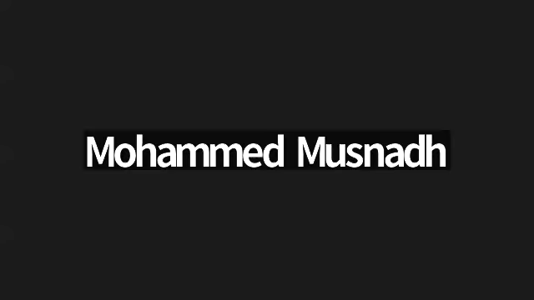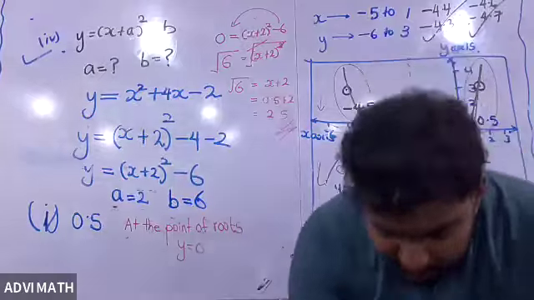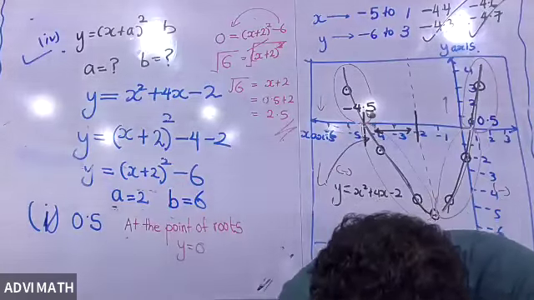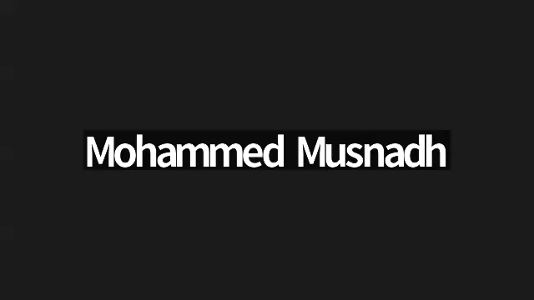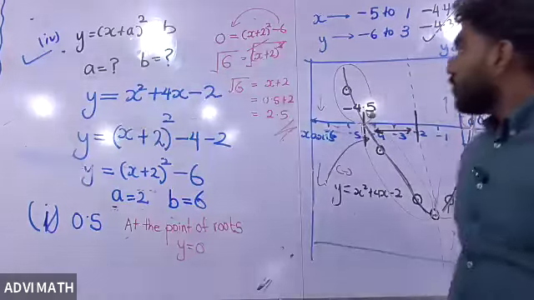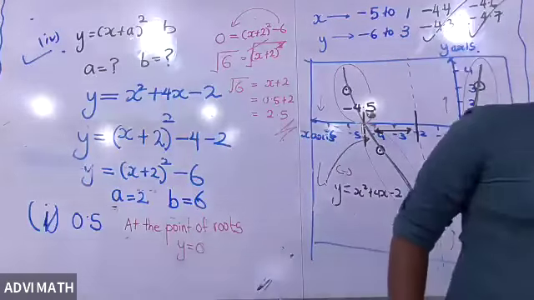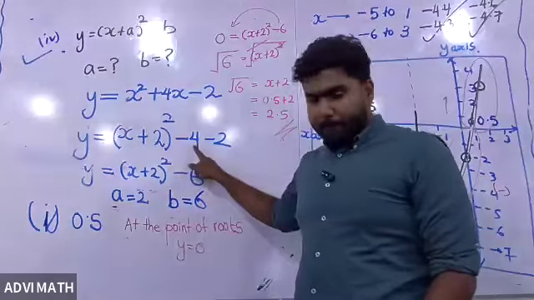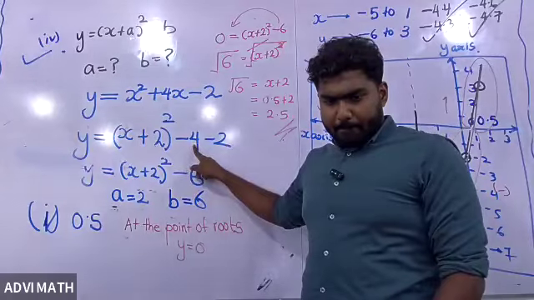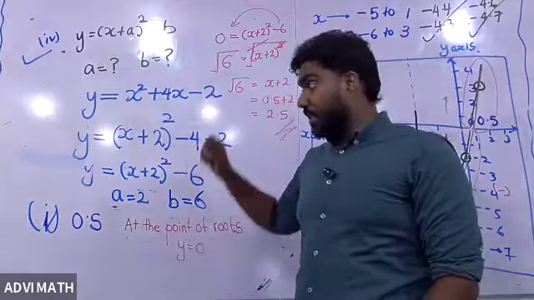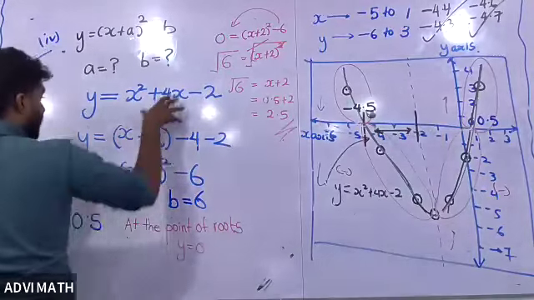Zainab, either way it is clear. Okay, Musnad, yes. How did -4 come? Sorry. Completing square. Musnad, this is completing square.